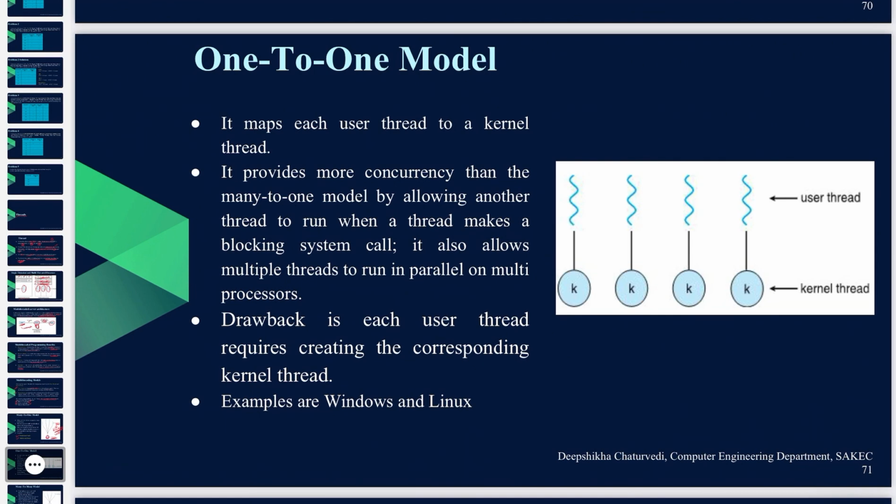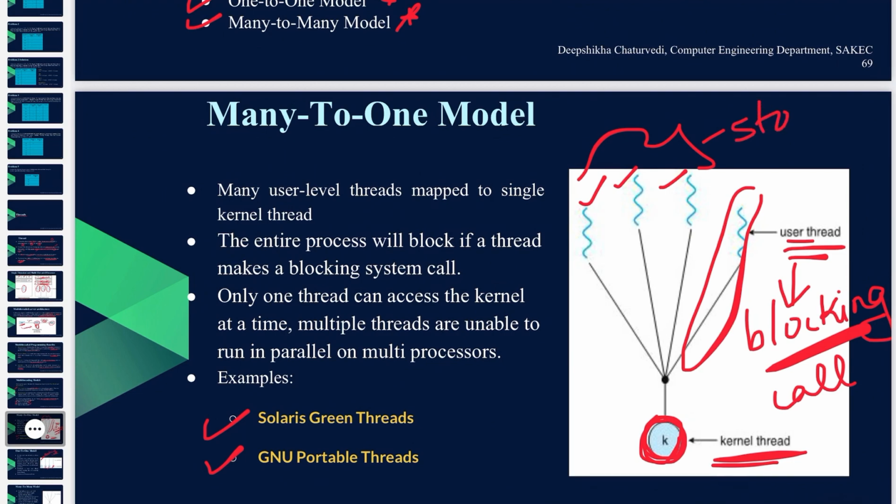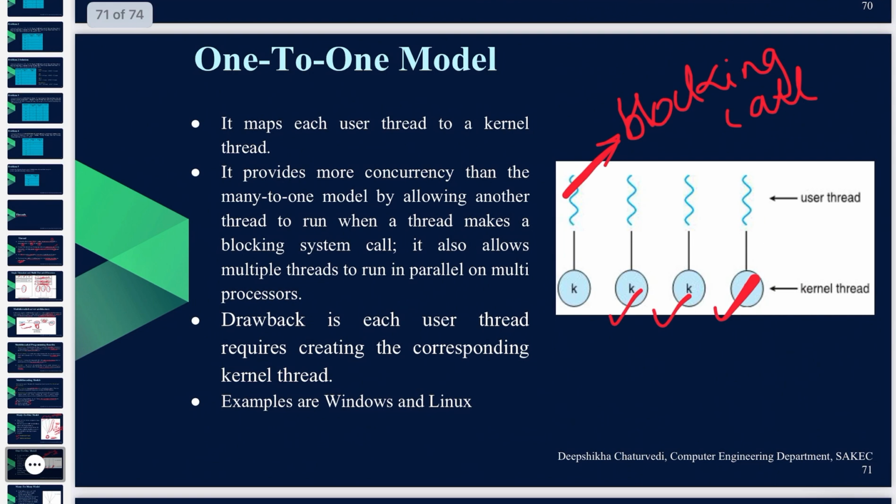One-to-one model. It maps each user thread to a kernel thread. It provides more concurrency than the many-to-one model by allowing another thread to run when a thread makes a blocking call. So suppose this thread is making a blocking call, then other threads can still run. Whereas in the case of many-to-one, if this thread were making a blocking call, then all of these would be blocked. So one-to-one is more efficient as compared to many-to-one.